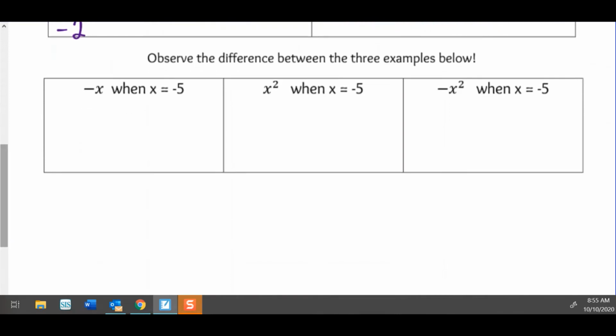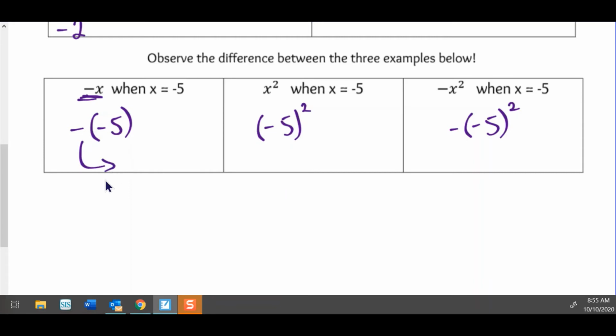Anytime we substitute a number in, it gets its own set of parentheses. And I'm just going to show the difference between each of these. So when we have a negative sign on the outside of a variable like this, it basically just changes the sign of the number. So it is a -5. That will change to, when I simplify that, that will change to a +5. It changes that -5 into a +5.